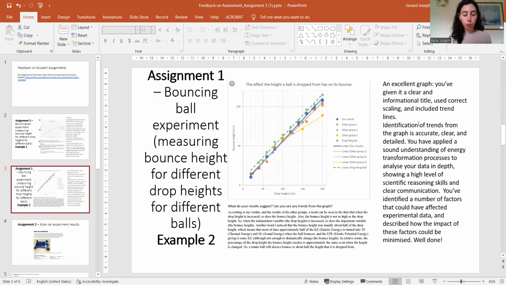This second example of the assignment is excellent. The student's constructed a very clear graph and has correctly identified trends from the graph. Her discussion of results is quite comprehensive and deep. The analysis is also great. The student's gone into quite a lot of depth in relating her knowledge of energy transformation to the experimental data in a later part of the assignment. And her written expression is very clear and concise. And I've noted that in my feedback.